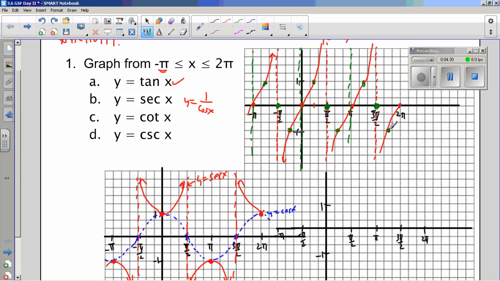Is anyone listening to me, or did you fast forward? Maybe you're listening. I don't know. Smooth, smooth, smooth. And cotan is always decreasing, and tangent is always increasing. Interesting property there. So there's y equals cotan x.